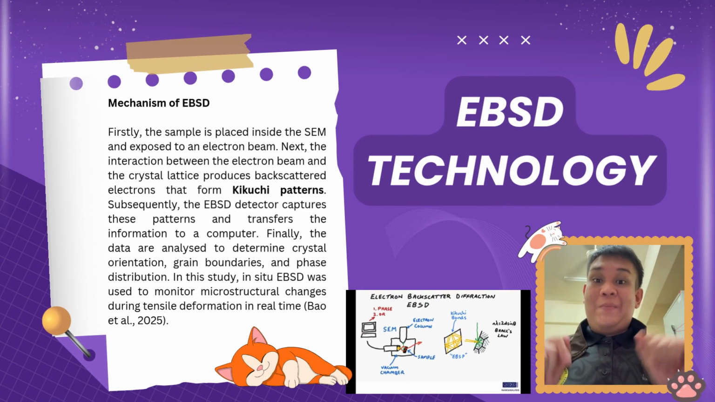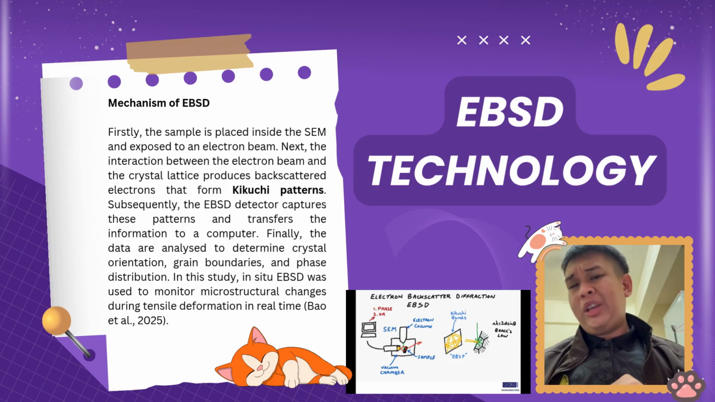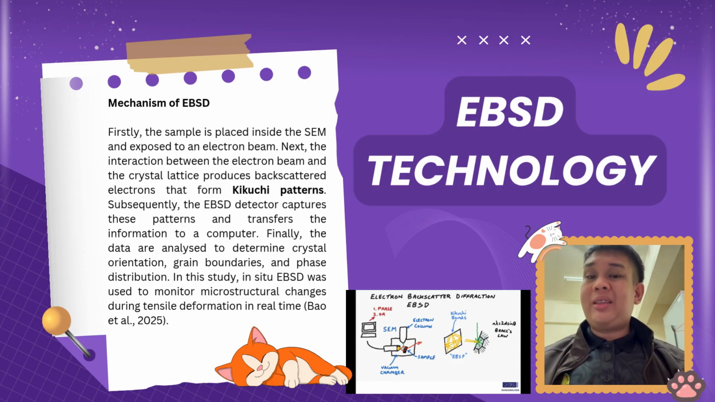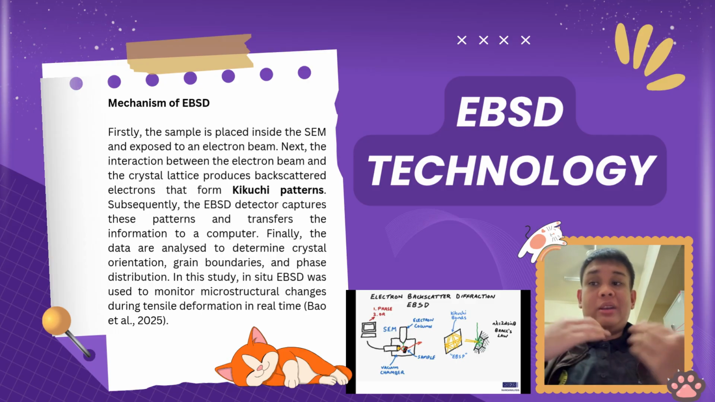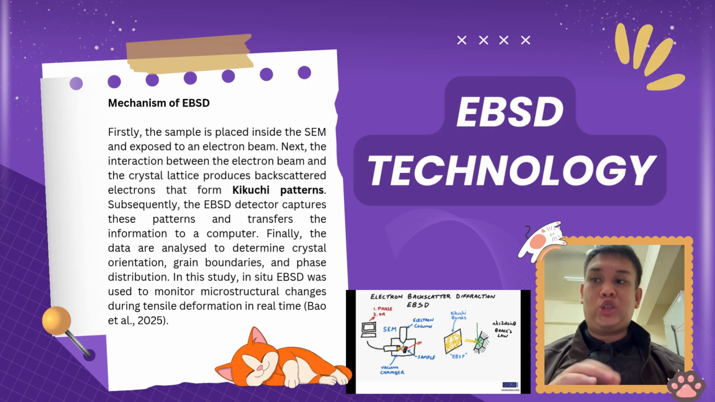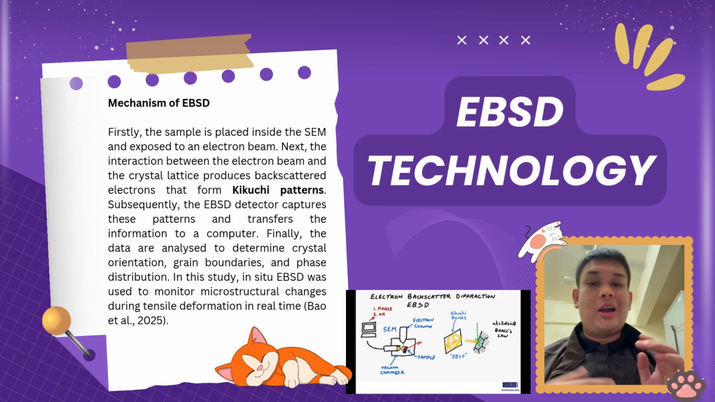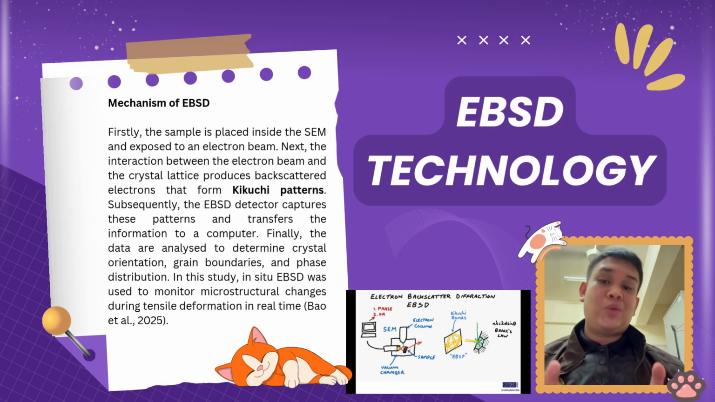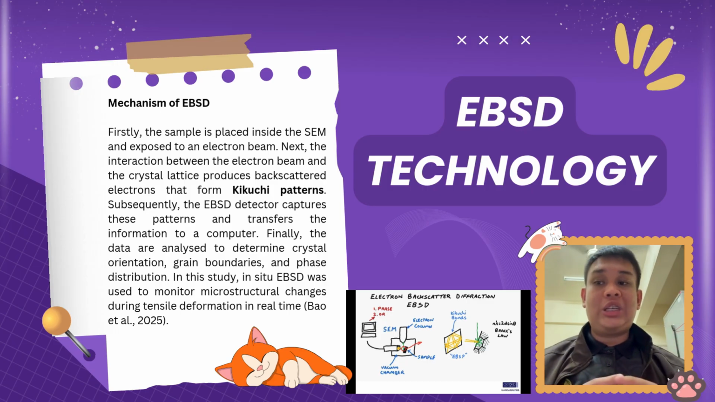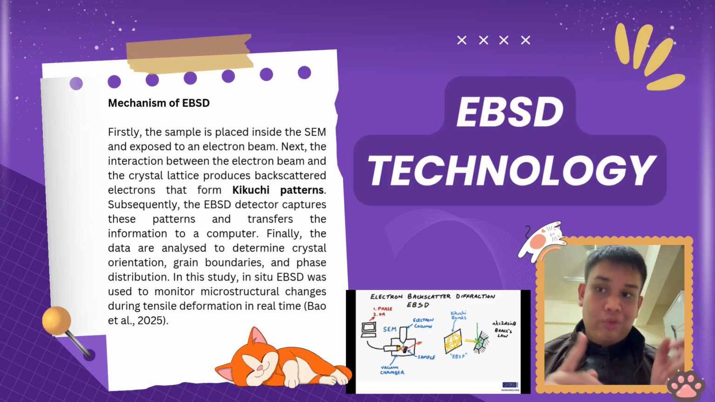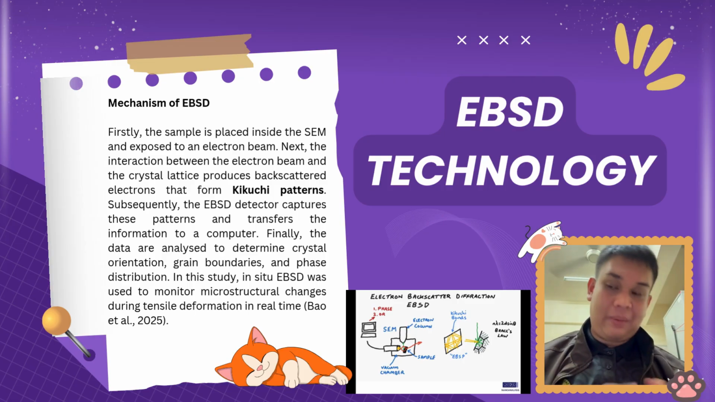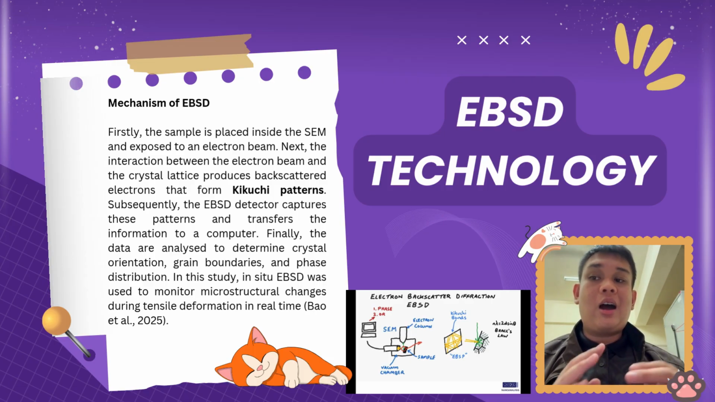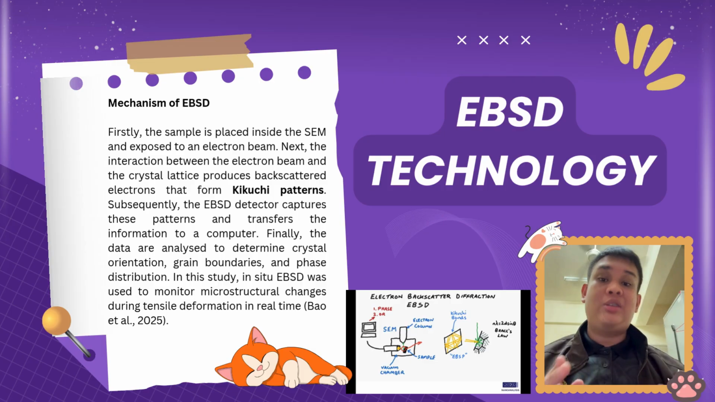2025. Hi, me again. So, for this slide, let's talk about the mechanism of electron backscatter diffraction. Firstly, the sample is placed inside the scanning electron microscope and exposed to an electron beam. Next, the interaction between the electron beam and crystal lattice produces backscattered electrons that form Kikuchi patterns. Subsequently, the electron backscatter diffraction detector captures the patterns and transfers the information to a computer. Finally, the data are analyzed to determine crystal orientation, grain boundaries, and phase distribution.